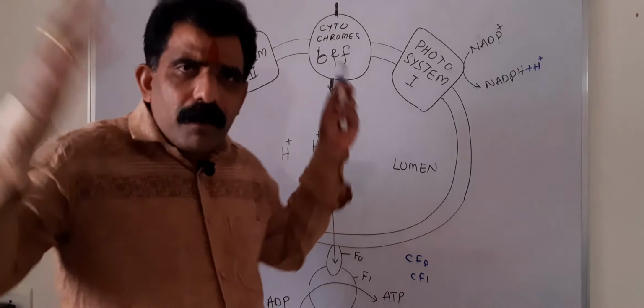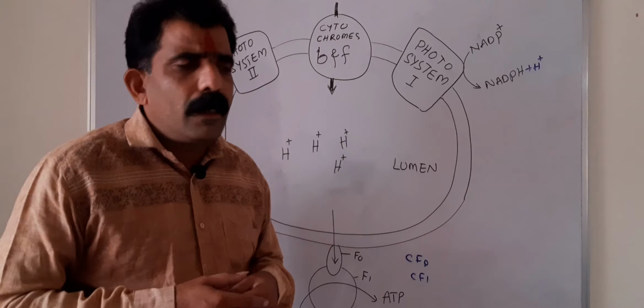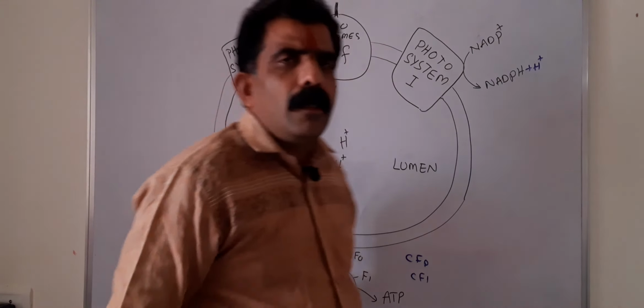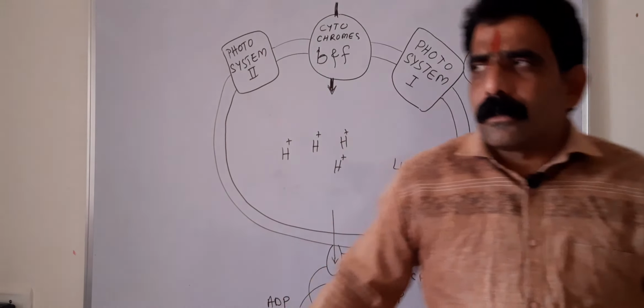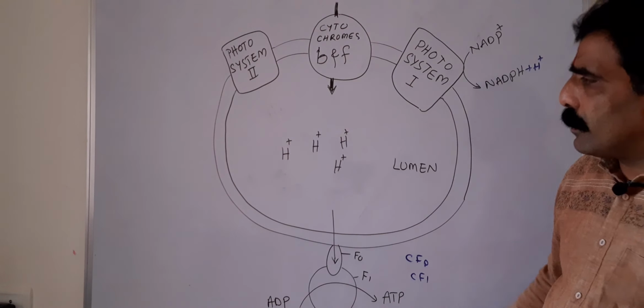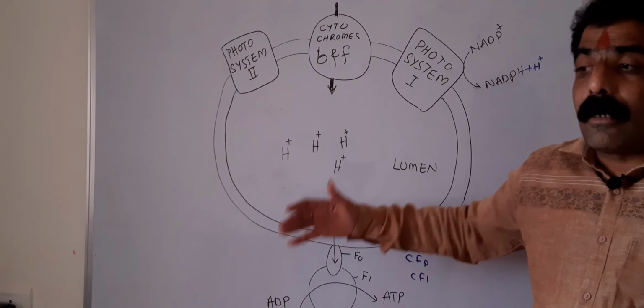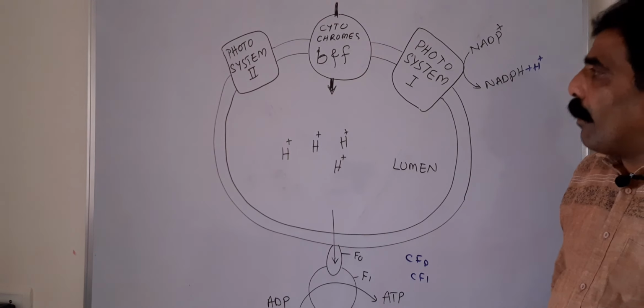This takes place in the presence of sunlight, hence it is called photophosphorylation, whereas in mitochondria, in respiration, the same process, the synthesis of ATP through the chemiosmotic method, is called oxidative phosphorylation, which takes place in the presence of oxygen.